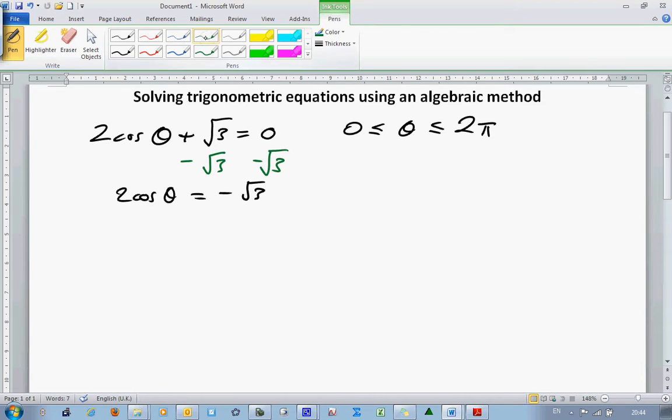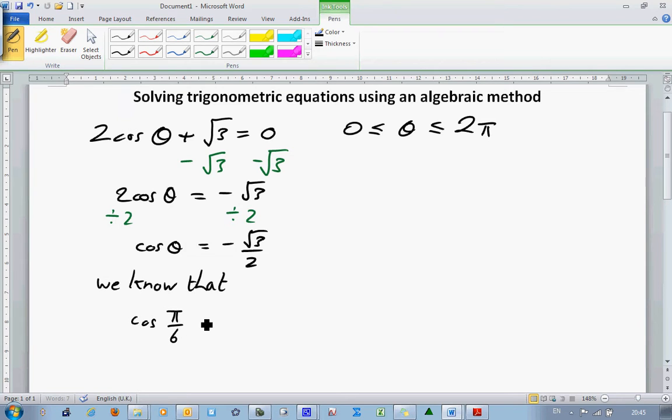We only want 1 cosine theta, so let's divide by 2 here and divide by 2 here. This gives us cosine theta is the negative of root 3 over 2. And again, this is the point now where we have to remember our special angles. What you have to know is that the cosine of 30 degrees, well in this case pi over 6, is equal to the positive root 3 over 2.